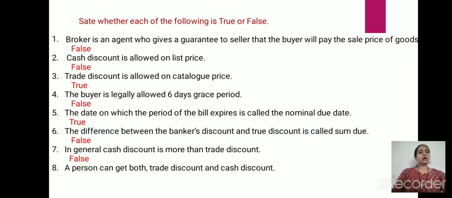And last, a person can get both trade and cash discount. Yes, if the seller thinks he wants to give trade and cash both, he can give it. So a person can get both types of discount. So the answer is true. So these are the objectives that we have given in the textbook and we have discussed here.